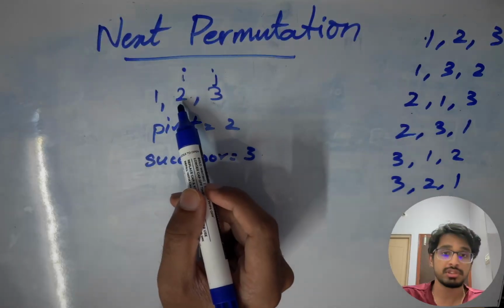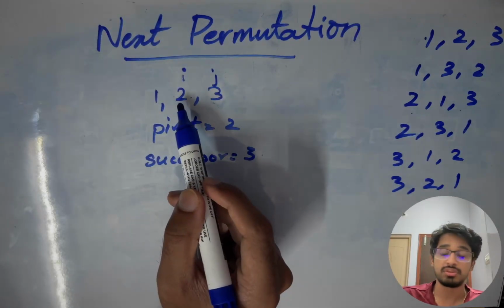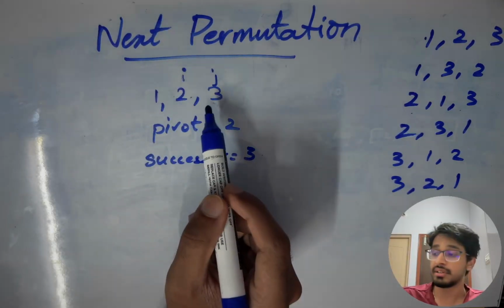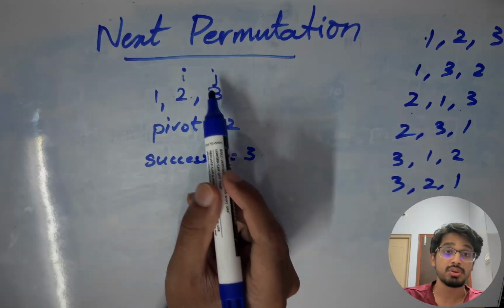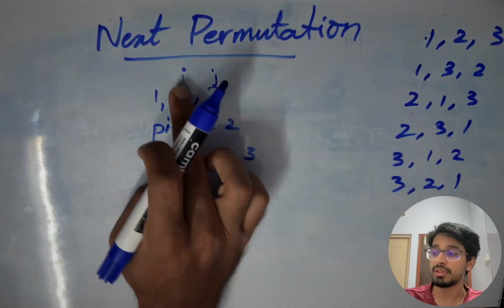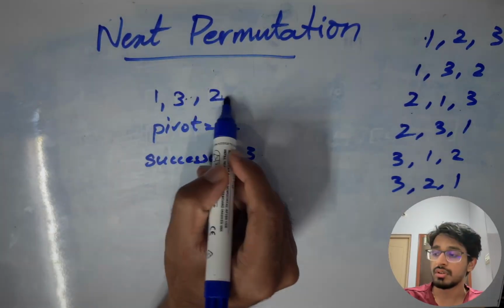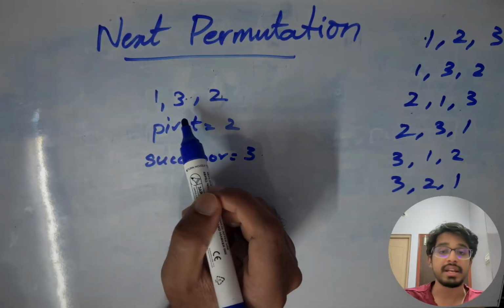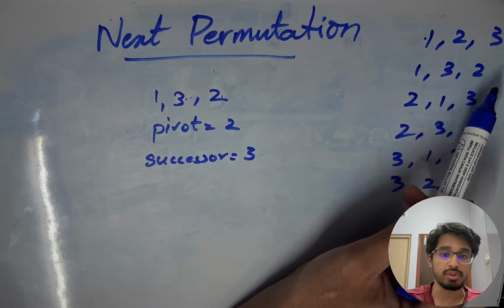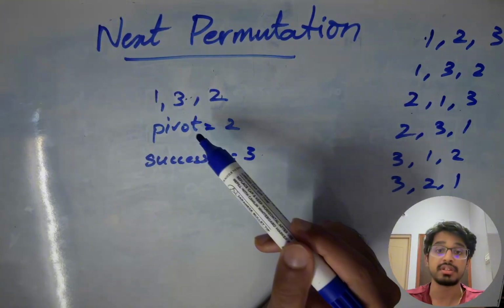So we need to go one level previous. Over here 3 is greater than 2, so we just need to swap. This becomes our pivot, which is I, and this becomes our successor, that is J. So we need to swap these two elements, 3 and 2. Let me replace this. Now we have obtained our next permutation: after 1 2 3 is 1 3 2. There is another step, which is to reverse the suffix, which in this case is not necessary.